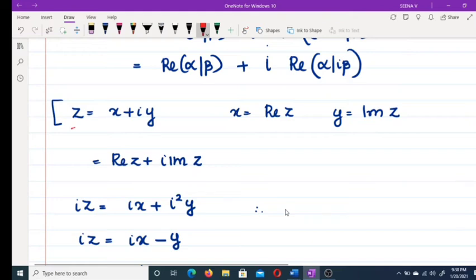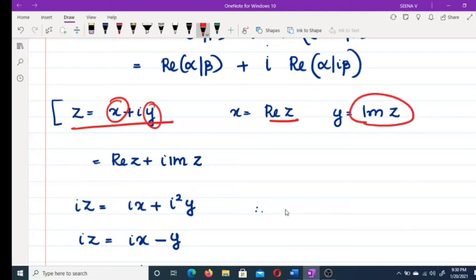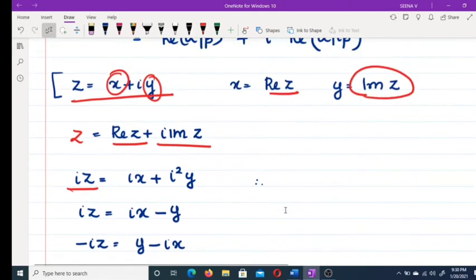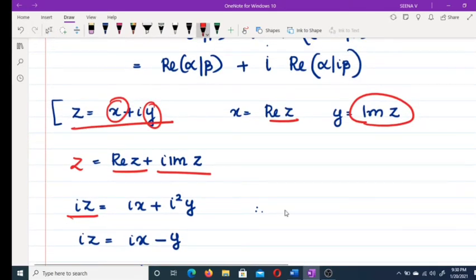So just look at this. If z is equal to x plus iy, what is x? x is real part of z and what is y? Imaginary part of z. Okay. So this z you can write as real part of z plus i into imaginary part of z. Now what is iz? iz, where z is x plus iy.